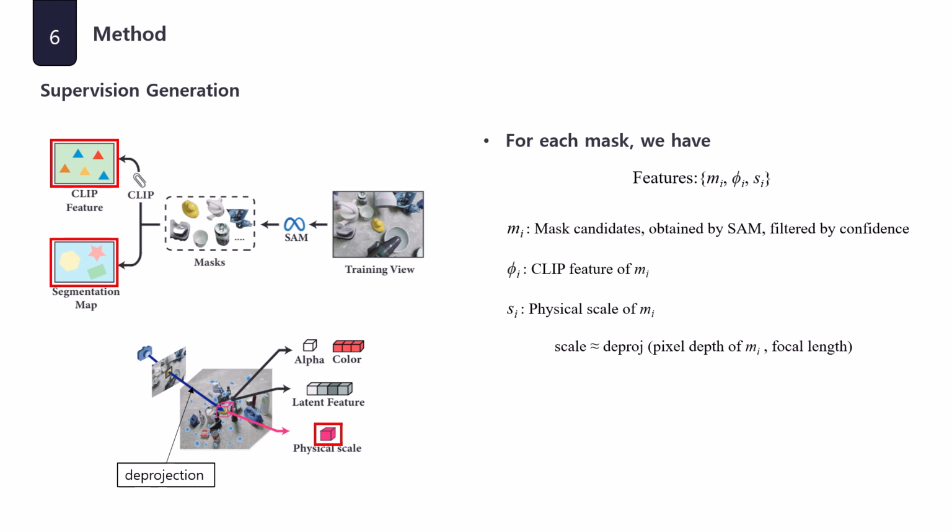As depicted in the lower diagram, the physical scale for each mask is estimated by deprojecting the pixel-wise depth values within the mask into 3D space, using the camera's focal length. This gives a sense of the object's actual size in the 3D space. So, for each mask, we essentially derive a set of features: the mask itself, its CLIP feature, and its physical scale. These are the core components used to supervise training of the hierarchical feature spaces we discussed earlier.